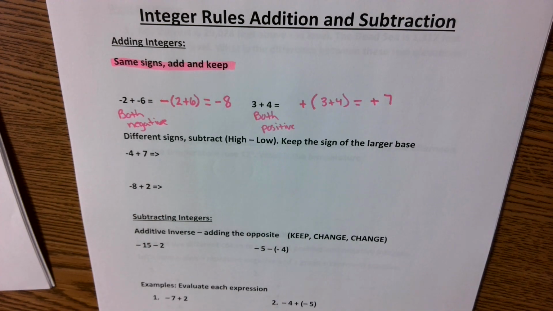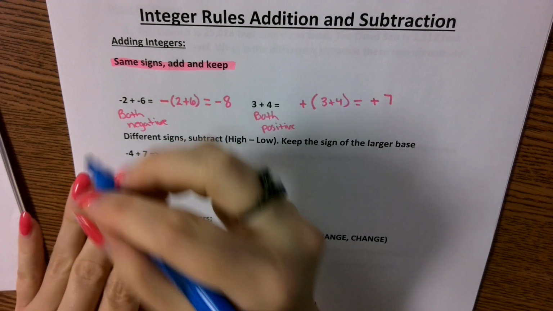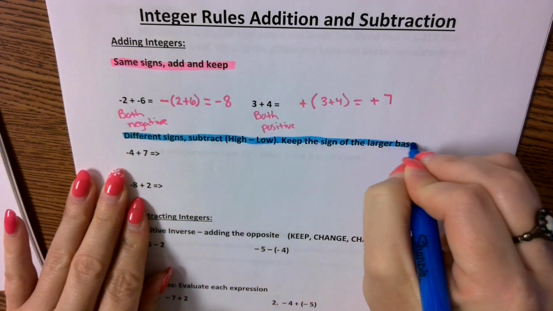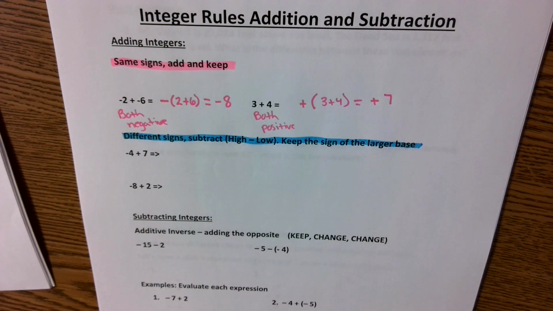Now, when we have different signs, then you are subtracting like you normally would, high minus low, and then you're going to keep the sign of whichever one is your larger base. Not what's the larger negative number, but what is the larger base. Remember, the negative sign changes the quantity of your base, but the base itself is still a 2, a 5, an 8, whatever it might be.